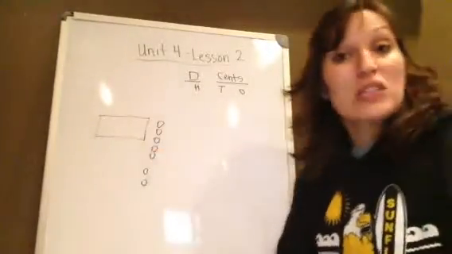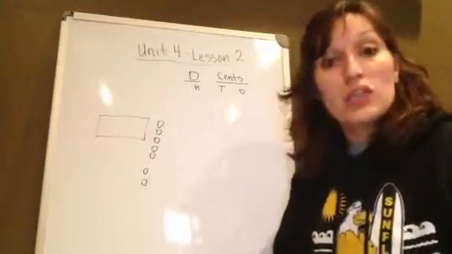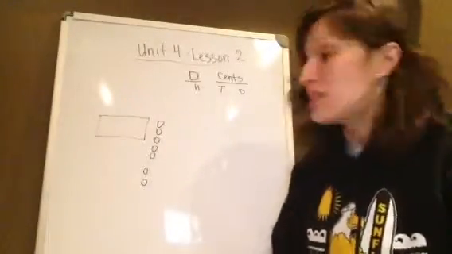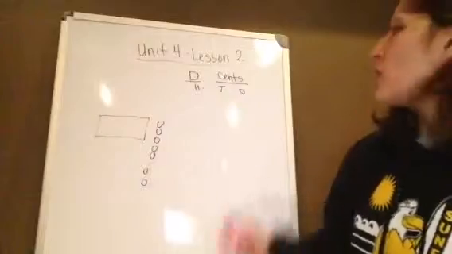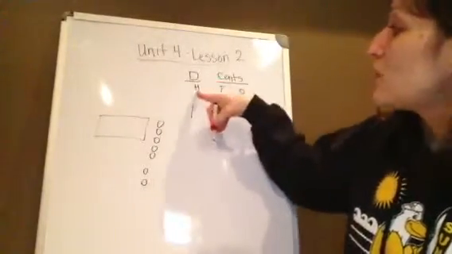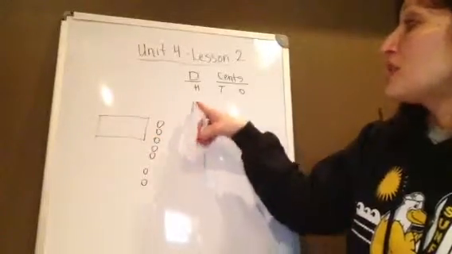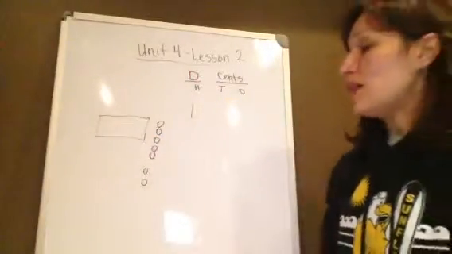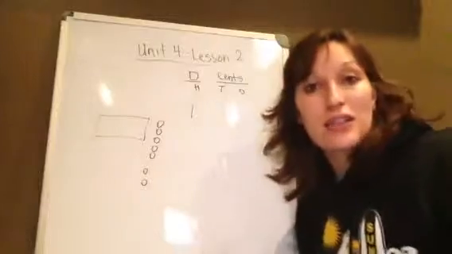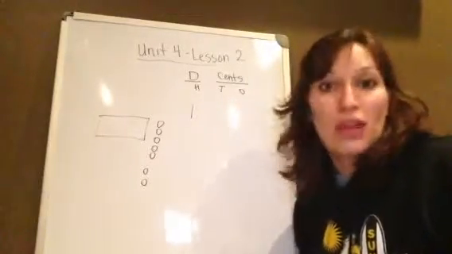So $1 means 100. We know that because we know the value of a dollar is 100 cents. So we can come over here to our chart and we can put 1 in the hundreds column because we have 100, which is the same as having $1. Okay, now we have 7 cents left. This is where we need to really think, okay?